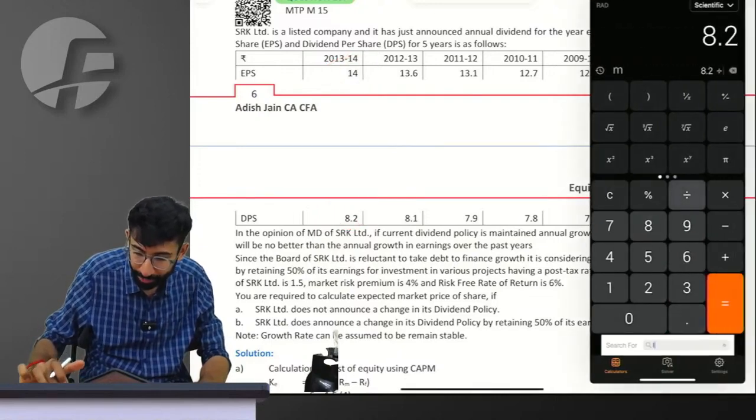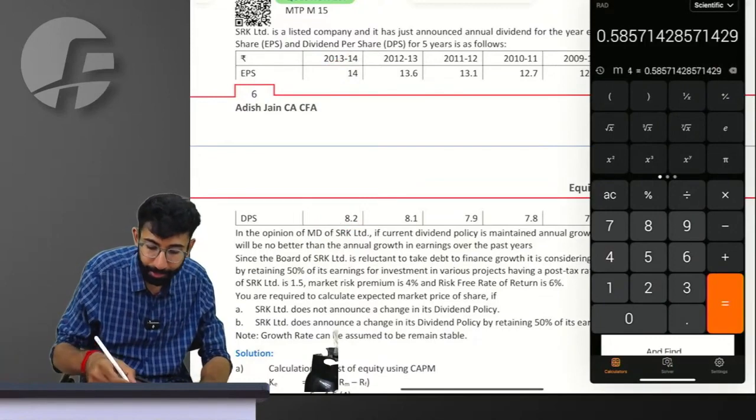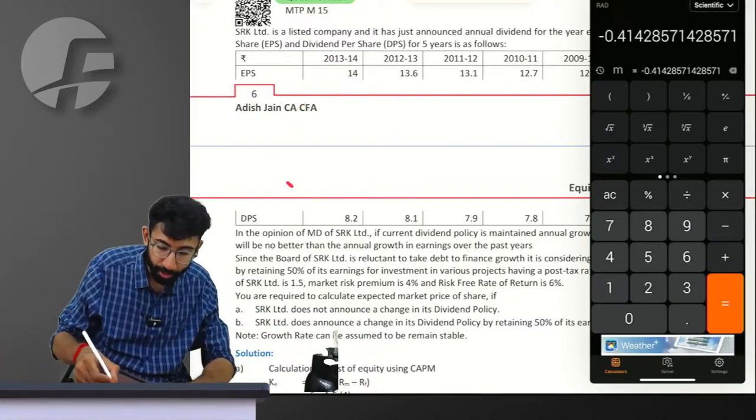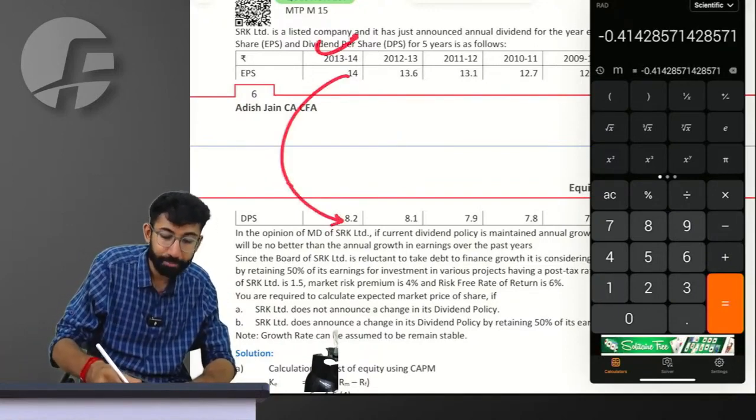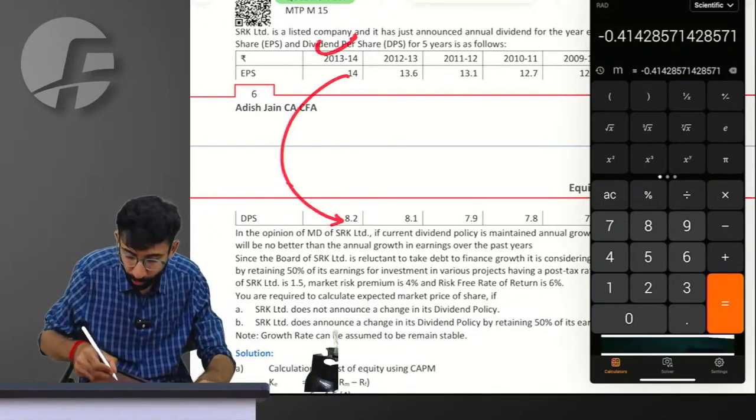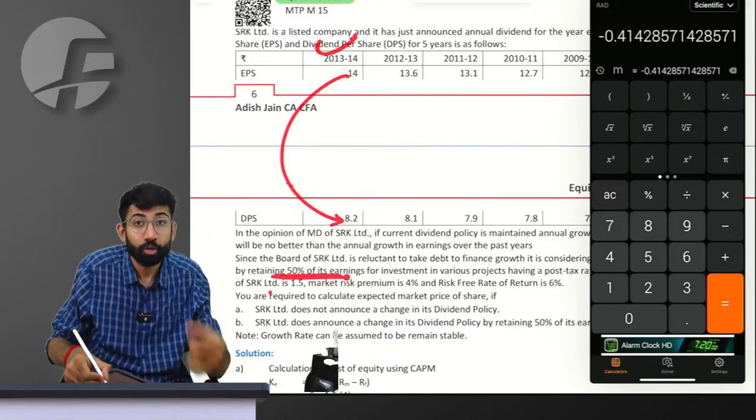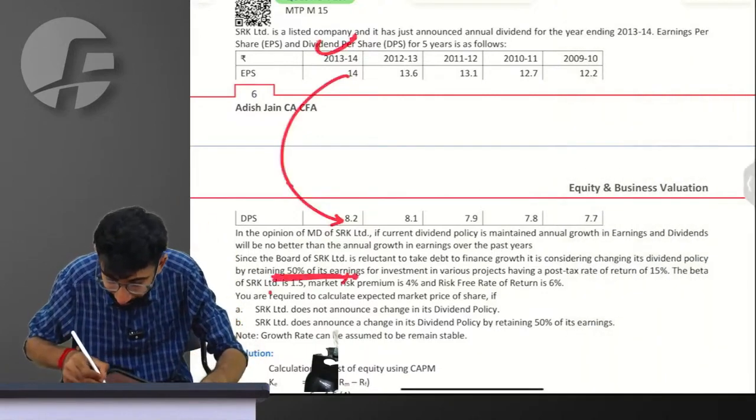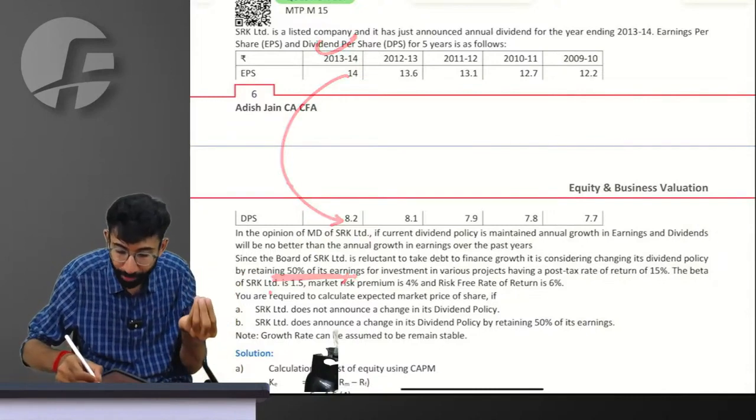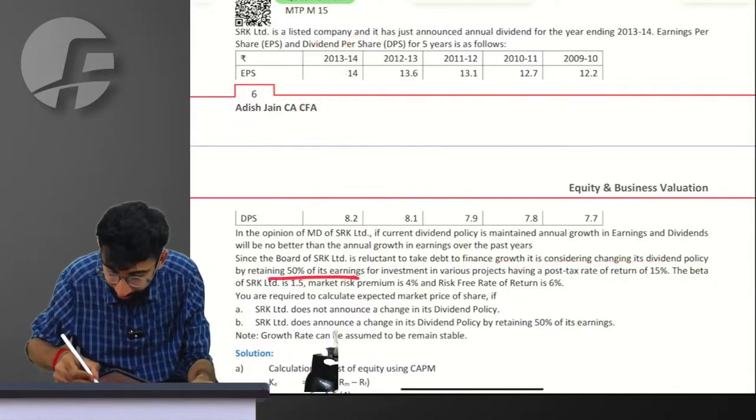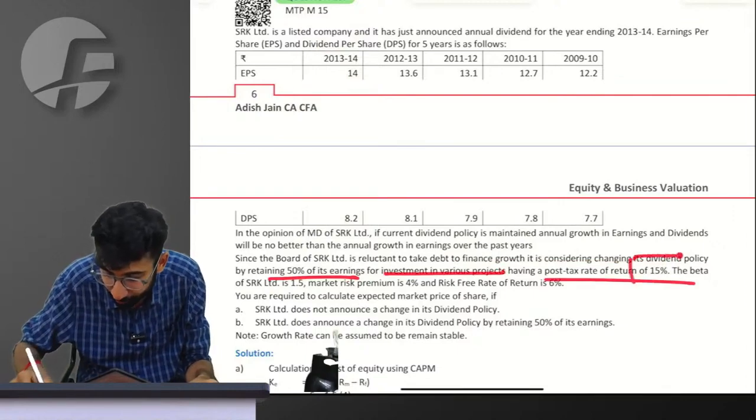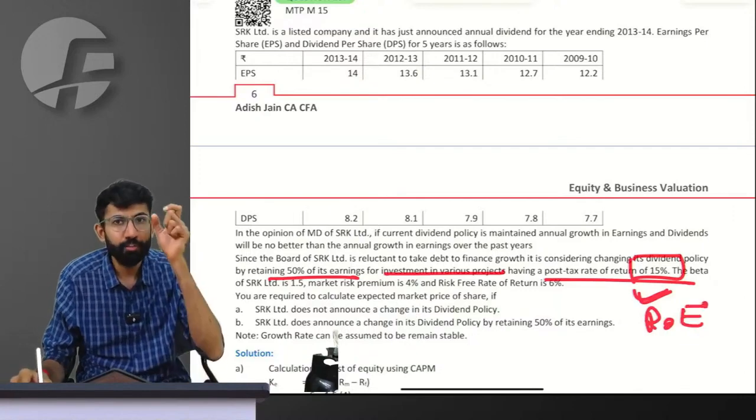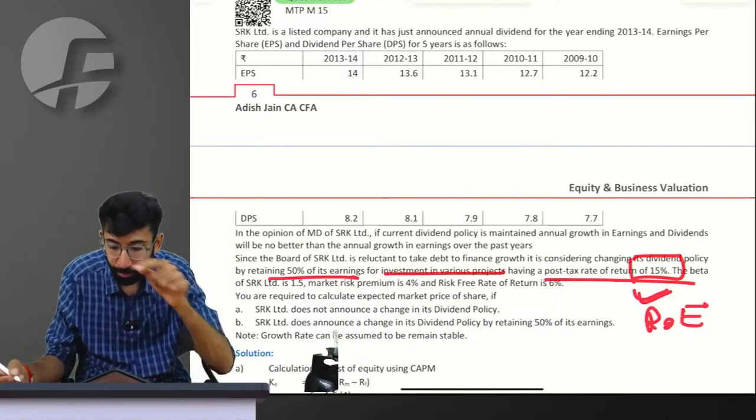Sir, 8.2 divided by 14 gives me 58% of payout ratio. Minus 1 gives me 41% retention ratio in the past. For the latest year, I'm saying. I am now planning to change it to 50% retention. Why? Because I need money. If I retain, my company will have more money, and if I have more money, I would be able to invest it somewhere. So by retaining this, I will invest in the project where my return from that project will be 15%. ROE, return from the project where this amount will be invested, will be 15%.